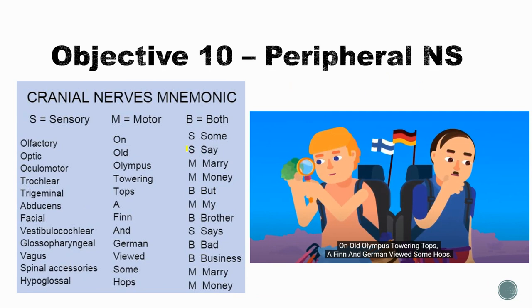And then the last one is another mnemonic device, and there's more out there if you do a little research. Some are more appropriate than others. But another one is "On old Olympus' towering tops, a Finn and German viewed some hops." And so hops has to do with alcoholic beverages. But that's just kind of like that first one, whichever one is easier for you guys.